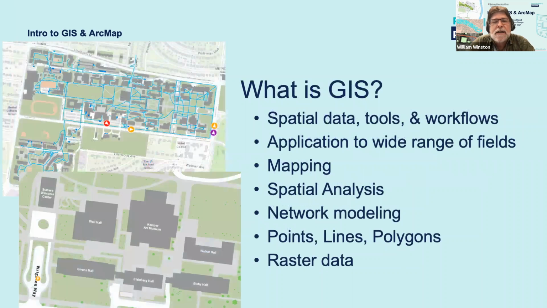So GIS stands for Geographic Information Systems, and this is basically a set of data, tools, and workflows, and specifically software applications that help you work with that spatial data. Now, GIS has a wide range of applications in many fields, and I like to think that GIS is a cross-cutting discipline, much like word processing and spreadsheets are.